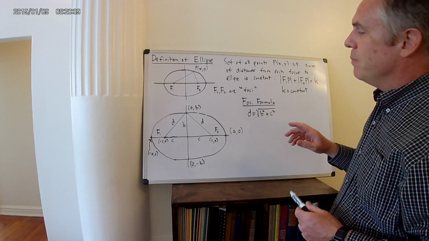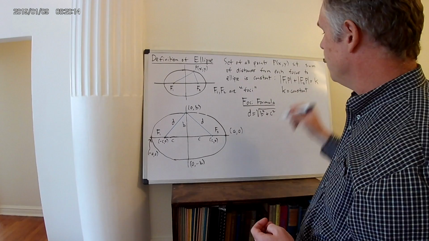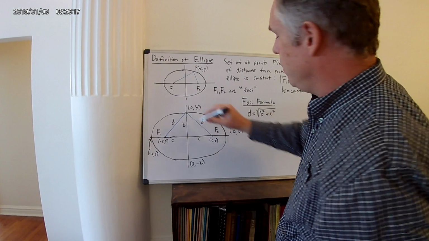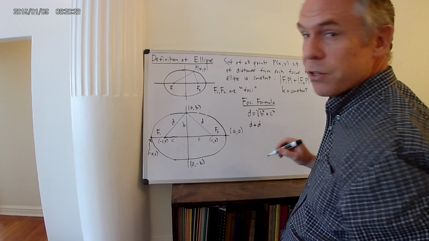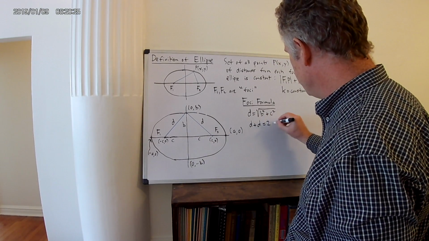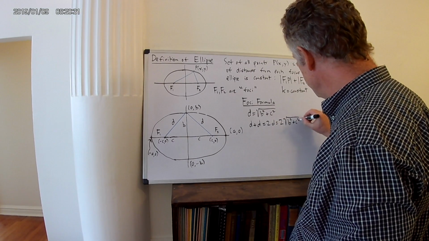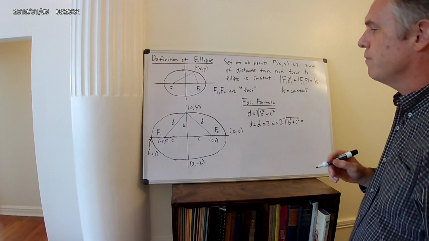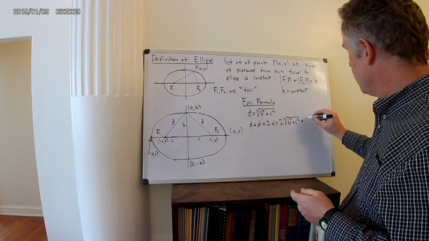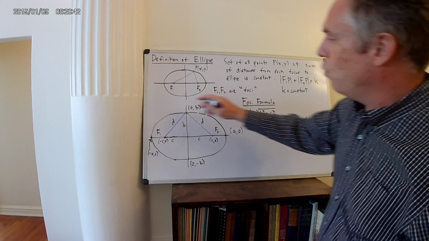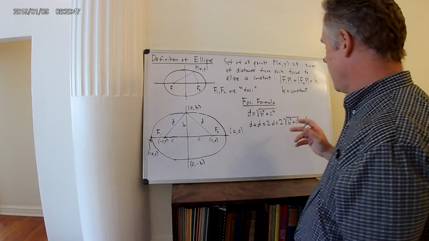But we also know for an ellipse, the sum of the distances from the two foci to any point on the ellipse is a constant k. So what's the sum of these two distances? Well, the sum is D plus D. That's equal to 2D, which is equal to 2 times the square root of B squared plus C squared. As we said, this defines an ellipse, and whatever this distance is, I don't know what it is, I'm going to call it k. It's this constant k. No matter where I go on the ellipse, the sum of the distances from the two foci to any point is a constant k. So we'll just call it k.